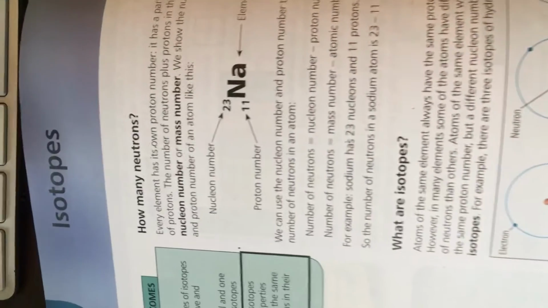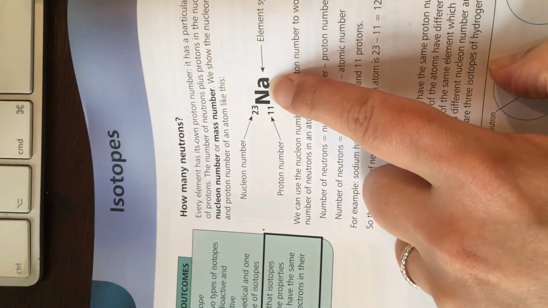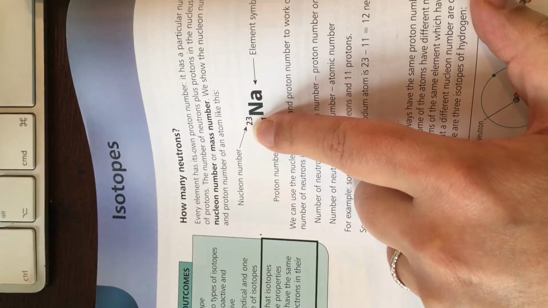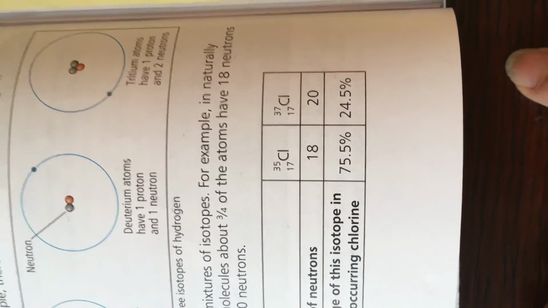We write different types of atoms as follows. We use the symbol, below it the proton number, and at the top the nucleon number or the mass number. Two examples here. We're going to use the example of chlorine to explain the relative atomic mass.